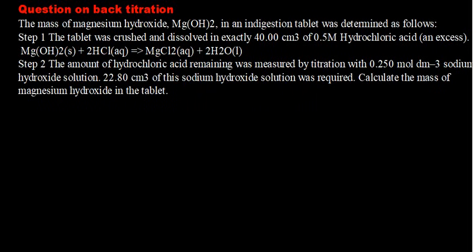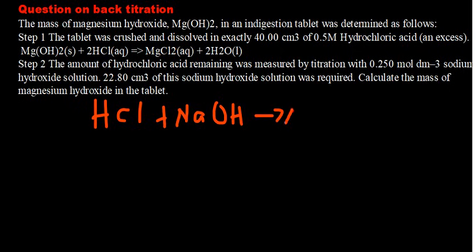It's called back titration because we start from the second reaction. So in this case, let's start with the second reaction and write the chemical equation. We have hydrochloric acid reacting with sodium hydroxide to give us, since this is a neutralization reaction, sodium chloride and water.